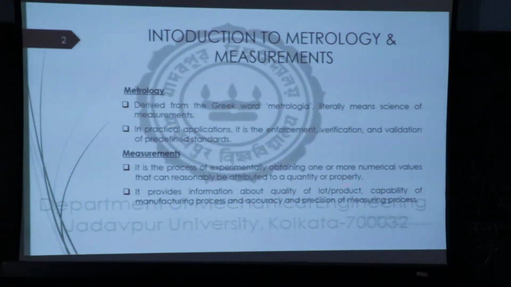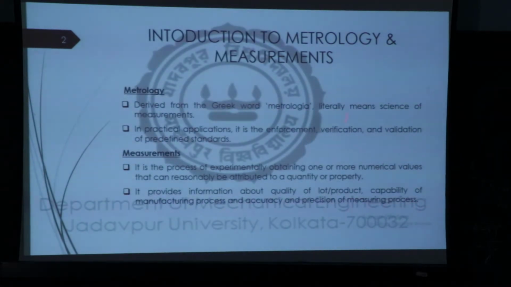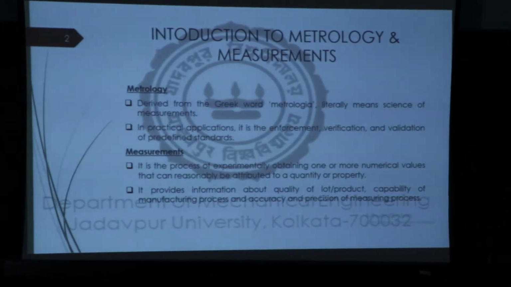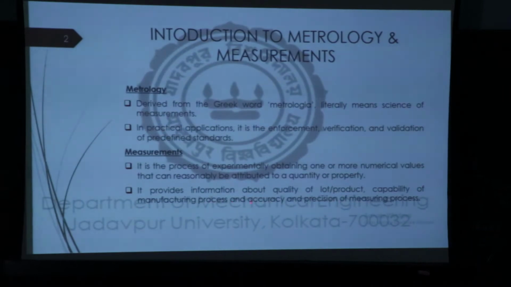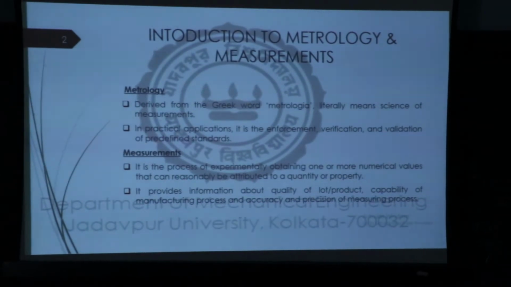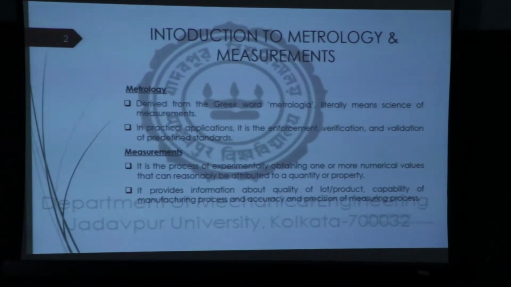It provides information about the quality of the lot, the quality of the product, the capability of the manufacturing process, the accuracy and precision of the measuring process, etc. When you are checking something, it is not that you are just checking the product quality. Say one product is a part of the whole lot. So, if you can gauge the product quality, it means you are also checking the quality of the lot.